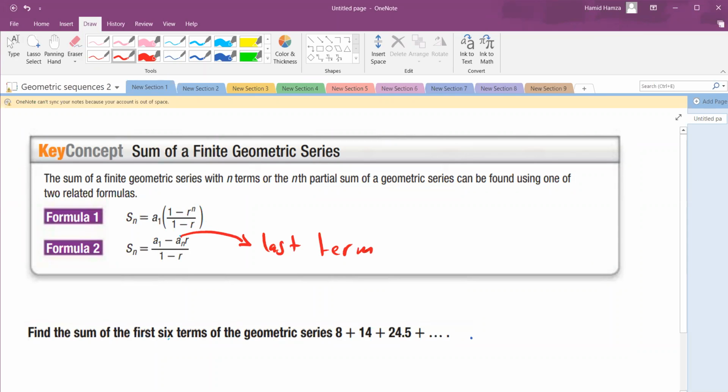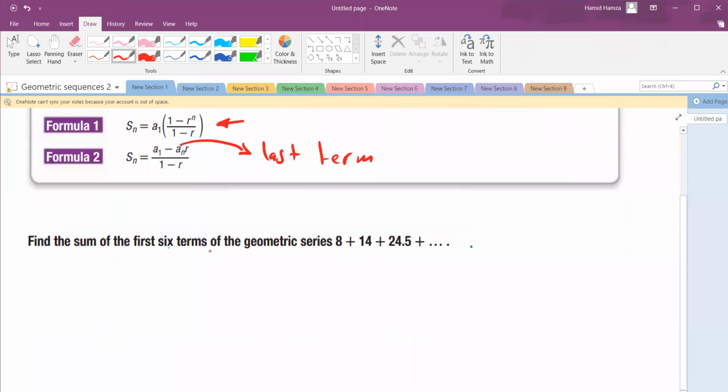So if the last term is given, we'll use this formula to find the sum. But if the last term is not given, we'll use the first formula. Let's take an example. To find the sum of a geometric sequence, you need to know the first term, the common ratio, and n, which is the number of terms you want to add.